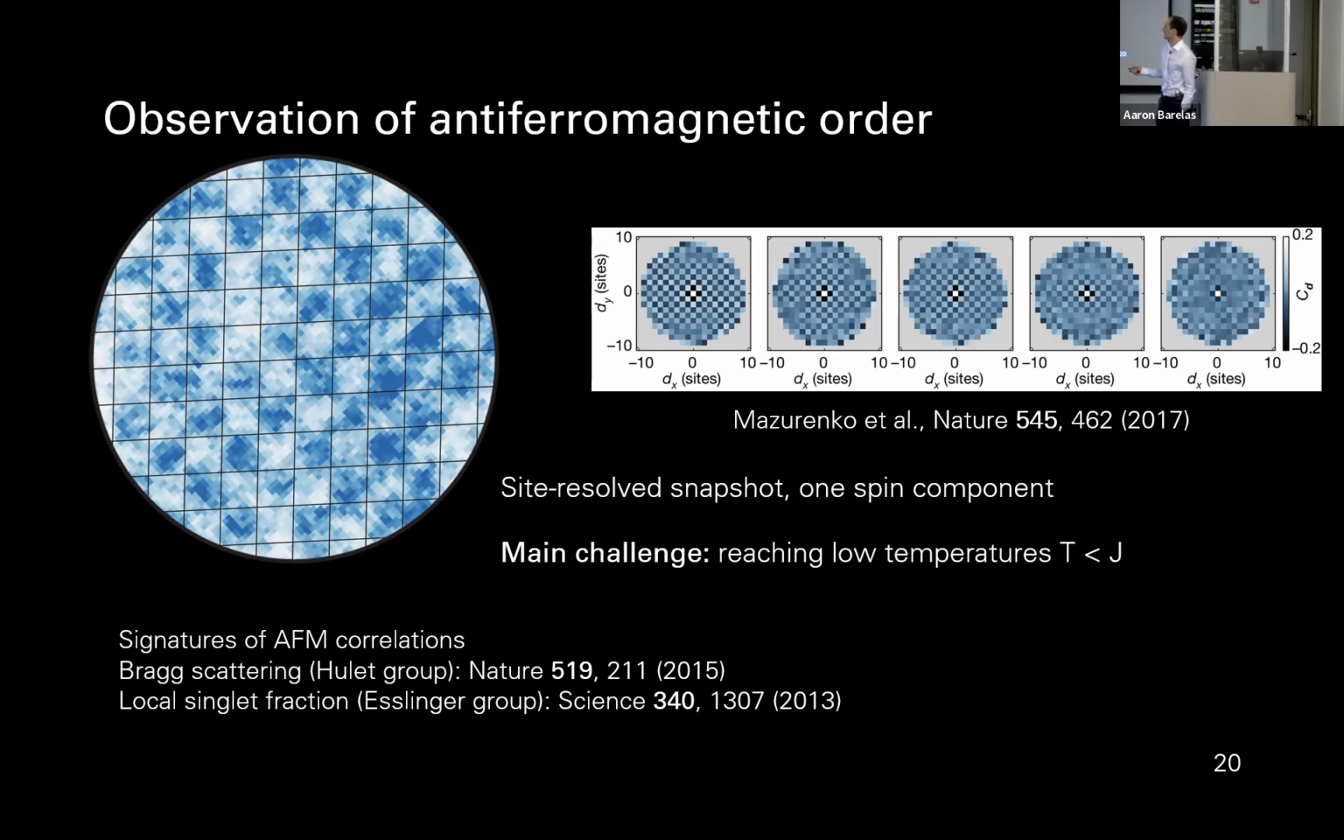Yeah. And so one of the main challenges now in the field is to try to reach temperatures that are low enough, compared to the spin exchange energy, to see these kinds of phases. And there has been a long way to these results, including very nice experiments performed in Randy's group about 8 years ago, using other observables to probe the antiferromagnetic order.